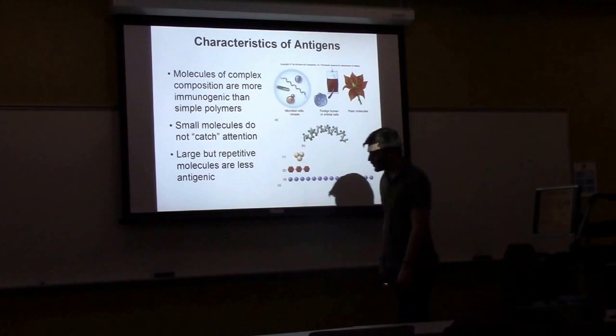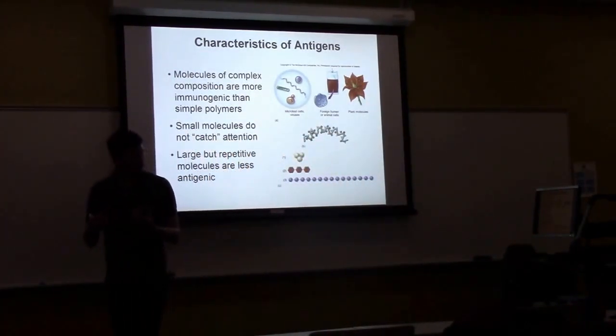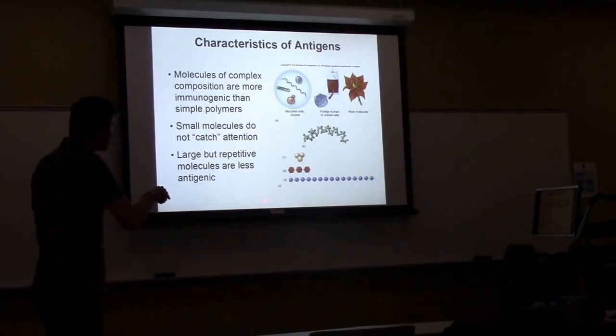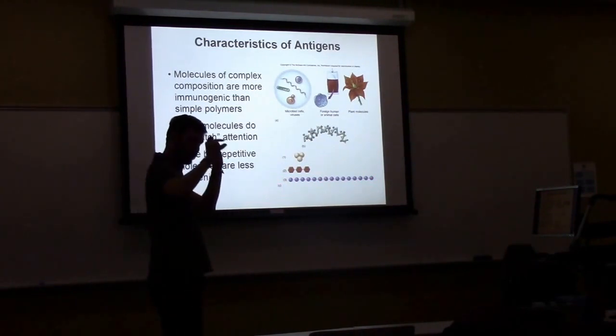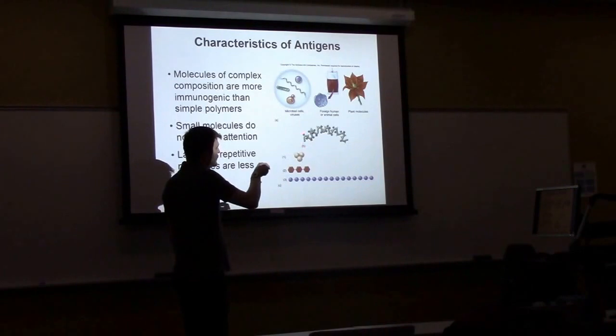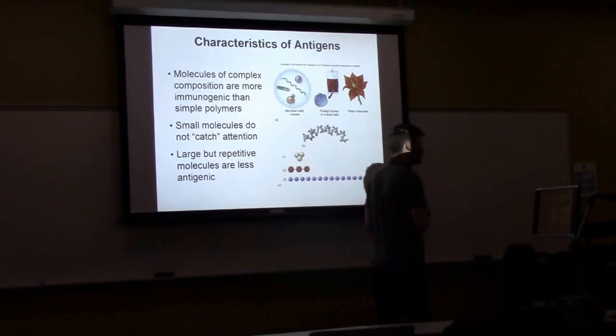They tend to be large molecules that are very complex in structure. This tends to give the best antigen response. If it's a large molecule that's not complex in structure, just a single repeat over and over again, these tend not to work very well. So a big protein with a bunch of random bits associated with it gives you the best antigenic response.